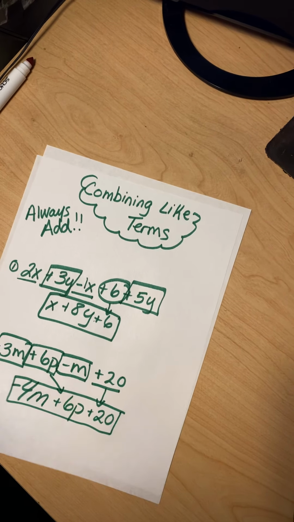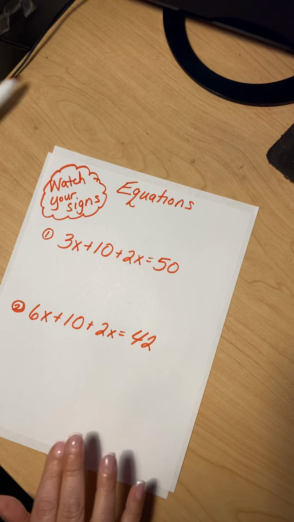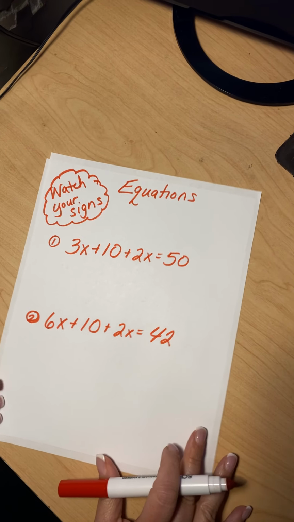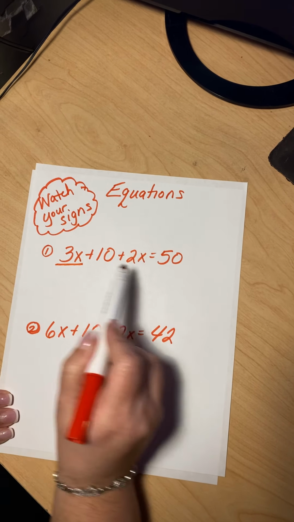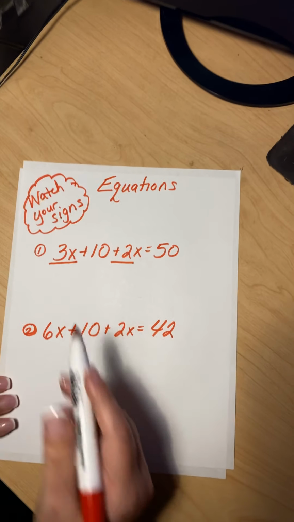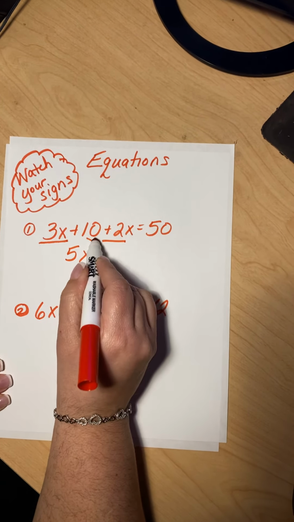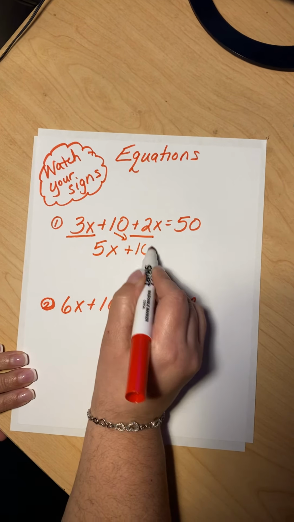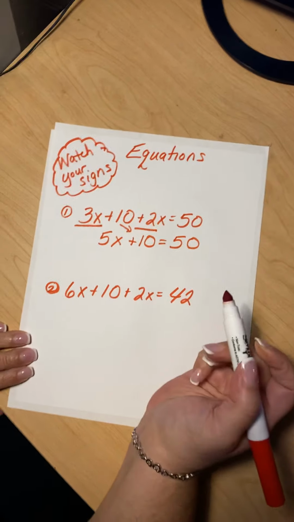Now let's see what happens when we have equations. When we have equations, we must watch our signs. If we look at example 1, I have a positive 3x and a positive 2x. Positive 3 plus positive 2 gives me positive 5x. I bring down my plus 10 because I didn't combine it with anything, and that's going to equal 50.